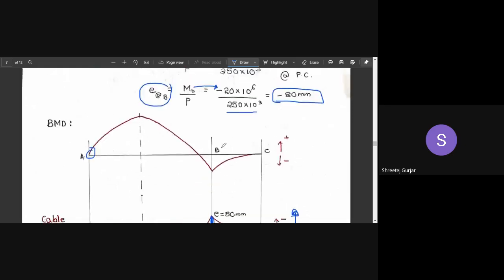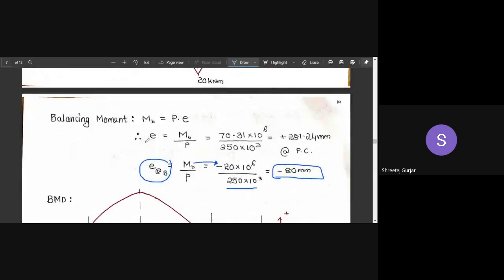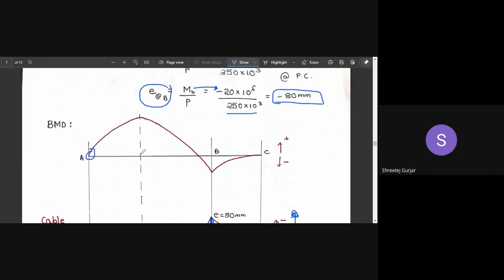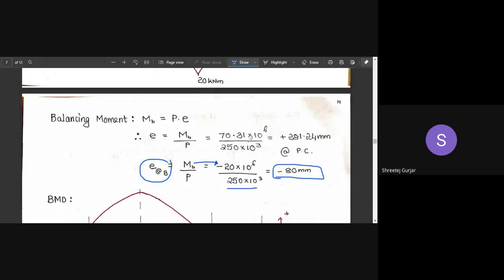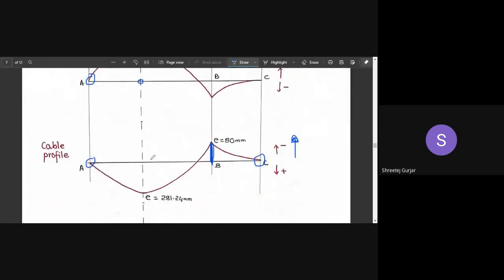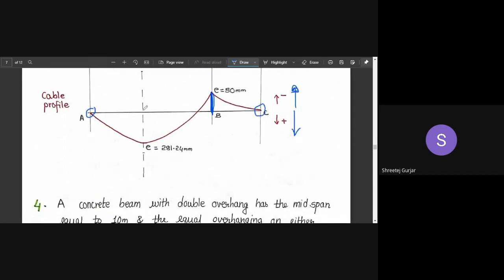So this is minus 80, and then we need eccentricity at your maximum point, right? Eccentricity we need to calculate at this point. So moment at that point is 70.31 divided by your pre-stressing force. You get at your maximum point your eccentricity as plus 281.24. So when it is plus, it will be at this side of your line. So this distance is 281.24. So we have suitably now designed our parabolic cable.